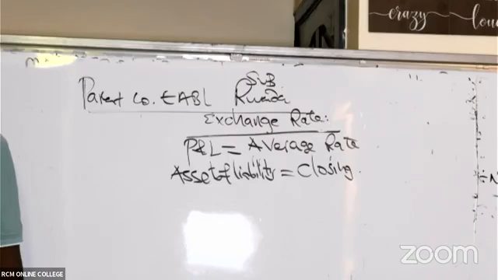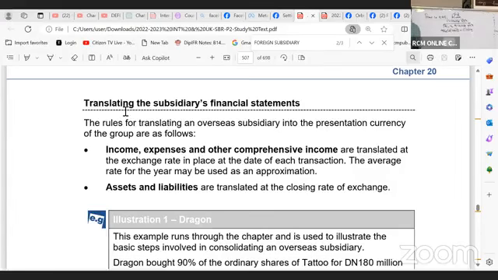So this is what I'm sharing. Translating the foreign subsidiary's financial statements. You're told the rules for translating an overseas subsidiary into the presentation currency of the group are as follows. Income, expenses, and other comprehensive income, the OCI, are translated at the rate in place at the date of each transaction.